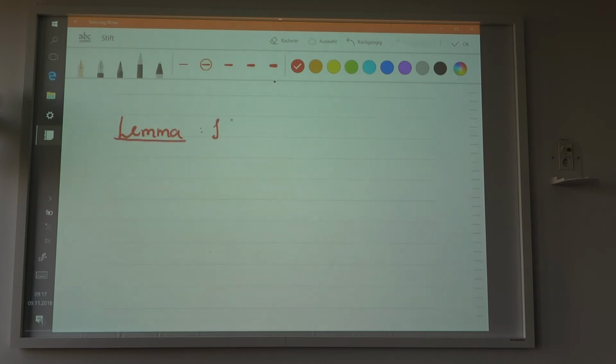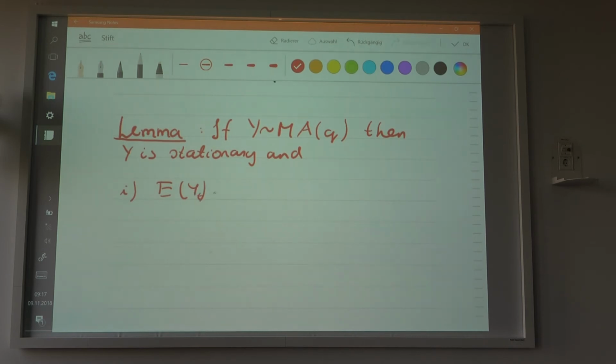So basically it says that if you have a moving average process of order Q, then of course the process is stationary. So Y is stationary, obviously. And we have the following properties. Now the expectation of the process is going to be equal to the constant.